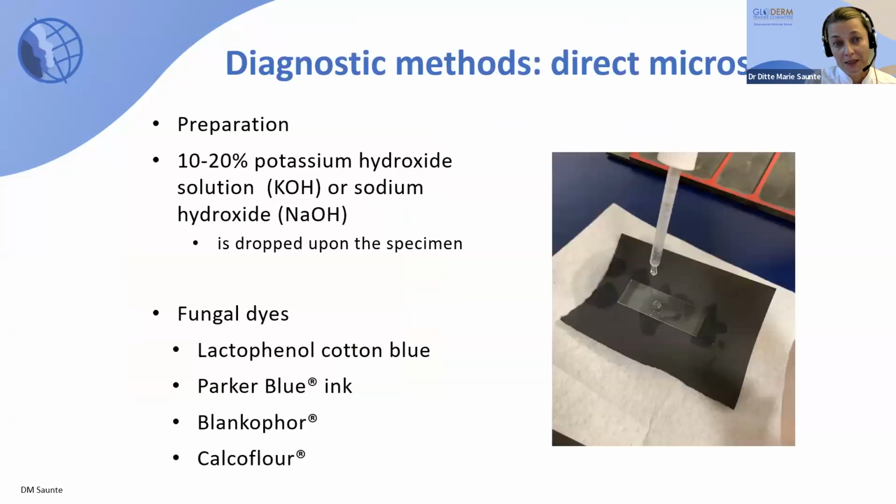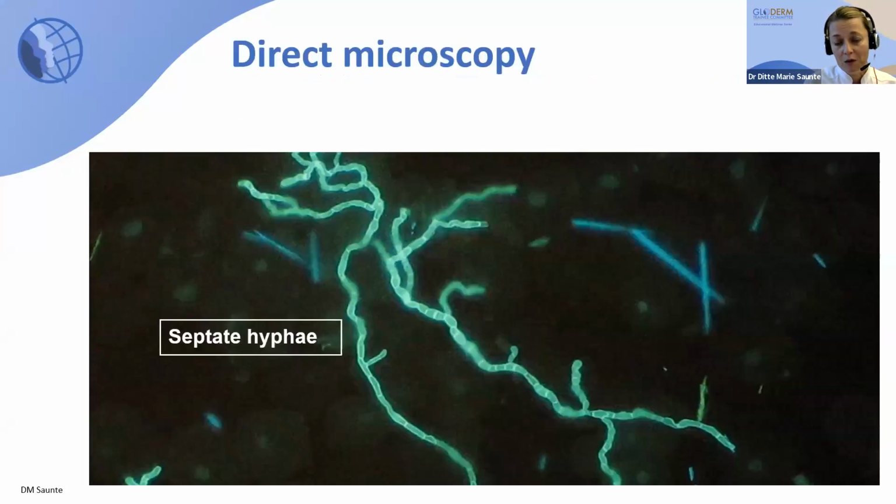By doing microscopy, we take the tissue and prepare it by dissolving the keratin, and for that, a 10 to 20% potassium hydroxide solution or sodium hydroxide, something very basic, can be placed on the specimen to dissolve the keratin. Then it should be dyed with something like lactophenol cotton blue, or something that makes it fluorescent under a microscope. In the next slide, we have a fluorescent microscope where the dye binds to the fungal cell wall, and you will see here that it lights up in our microscope, and you see very nice septate hyphae of a dermatophyte.